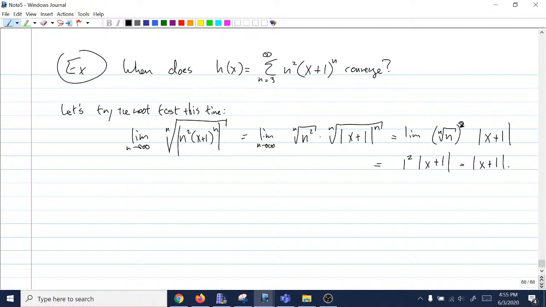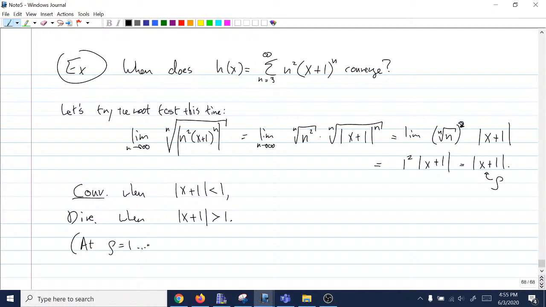Okay, what does the root test tell us? This is my rho thingy. It converges when rho is less than 1, and it diverges when rho is bigger than 1. And when rho equals 1, we don't know anything. It's not that it's impossible to know, it's just that the root test doesn't tell us anything. The ratio test also doesn't tell us anything at rho equals 1.